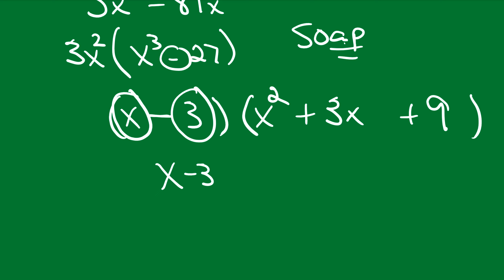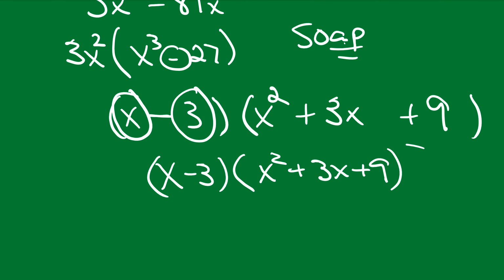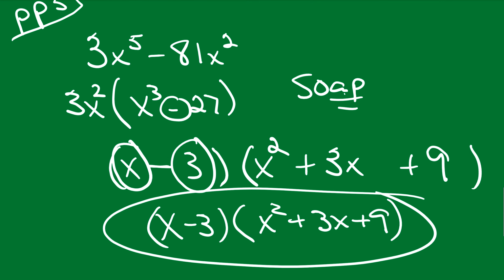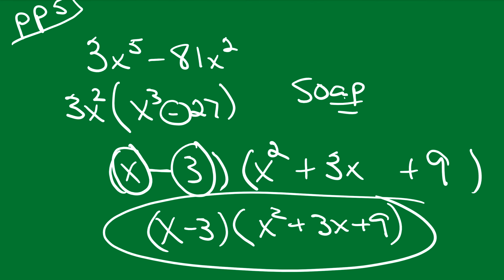x minus 3 times x squared plus 3x plus 9. Complete. Check that box. I forgot which one that is. Practice problem 5. Good.